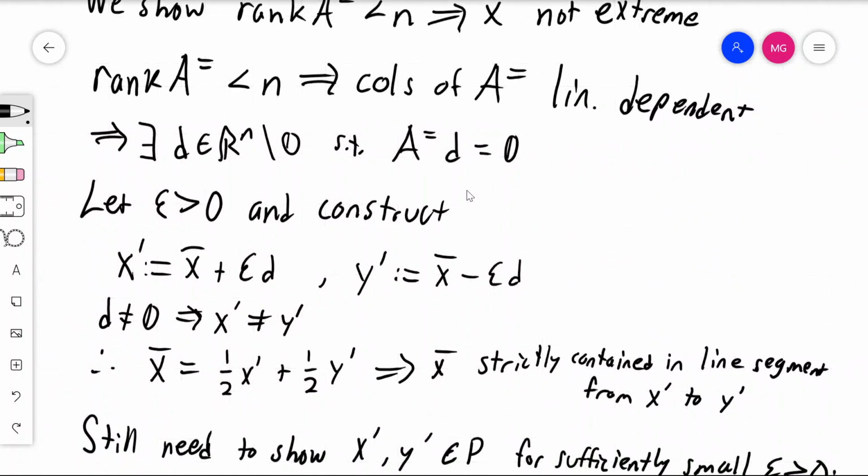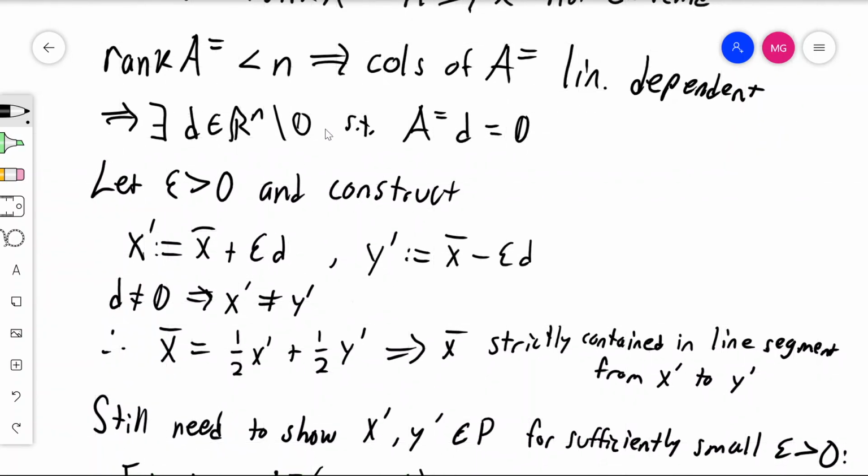Okay, so that d will become relevant right now because we're going to construct points x prime and y prime using this vector d. So take epsilon to be some arbitrary positive constant and construct x prime and y prime by basically perturbing the point x bar. So x prime is x bar plus epsilon times d, and y prime is x bar minus epsilon times d. Epsilon is probably going to end up being some pretty small number, but strictly positive. And d being non-zero means that you are moving in some direction, so x prime and y prime are distinct.